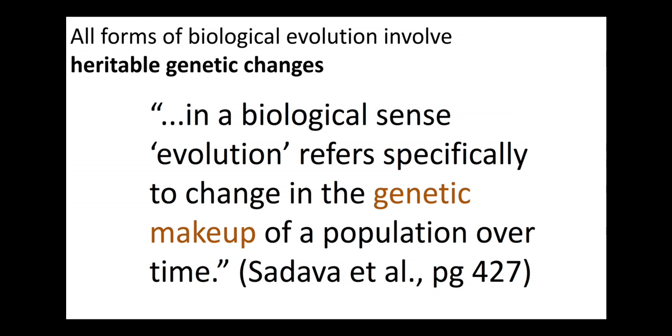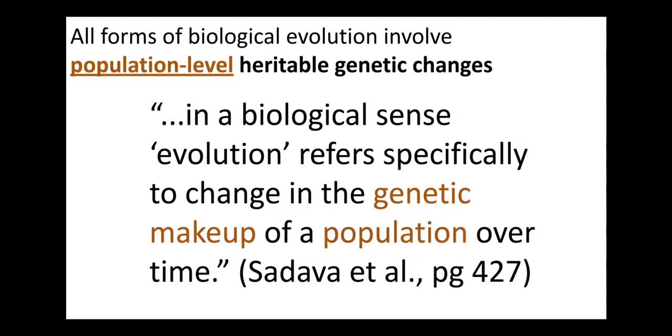So there's several key things here. First, I want to highlight it has to do with genetics. It has to do with changes in the frequency of mutations, the frequency of alleles. Next, another key aspect is that it is a population level phenomenon. It is change in the genetic makeup of a population, a collection and aggregation of interbreeding individuals of the same species. And it has to take place over time.